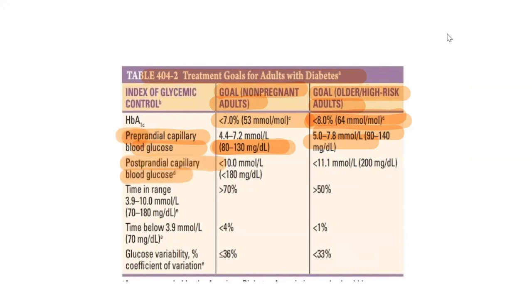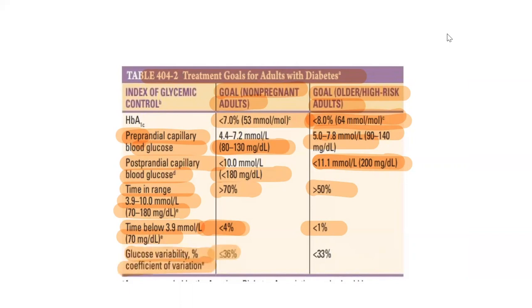Then postprandial capillary blood glucose less than 180 in non-pregnant adults and less than 200 in high-risk adults. Then time in range, that is the time duration throughout which the blood glucose is in normal range, should be more than 70% for non-pregnant adults and more than 50% for high-risk adults. The time duration during which it is less than 70 should be less than 4% in non-pregnant adults and less than 1% in high-risk adults because there are more chances of hypoglycemia in them. And glucose variability should be less than 36% in non-pregnant adults while less than 33% in high-risk adults. Clear?